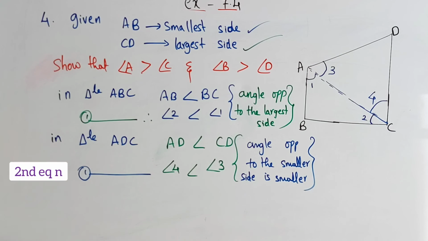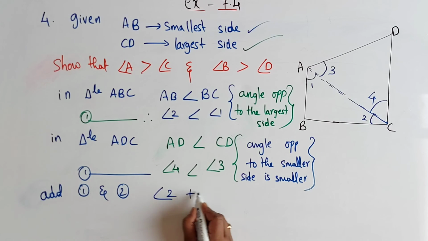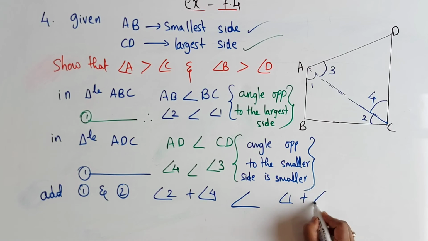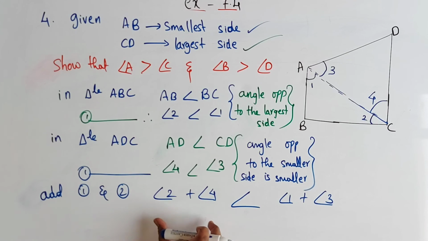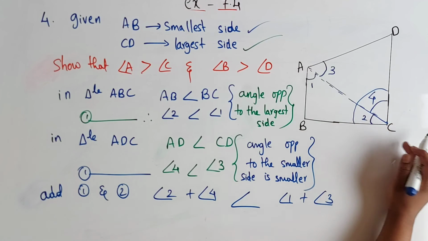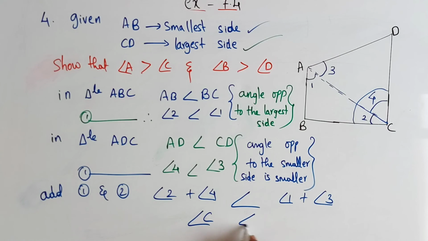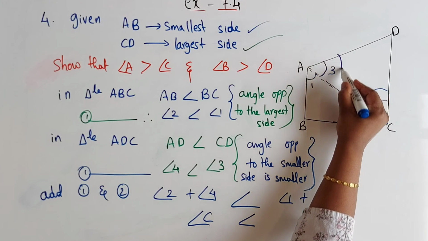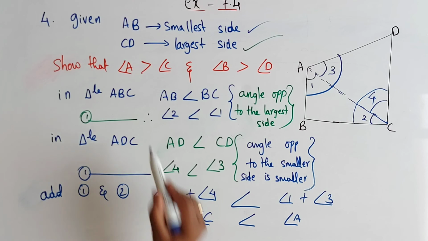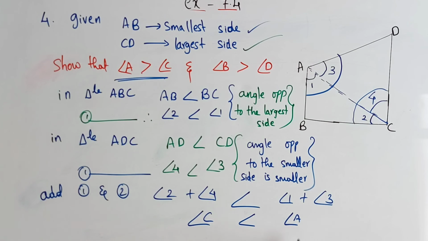Now add both the equations. So angle 2 plus angle 4 is less than angle 1 plus angle 3. What is angle 2 plus angle 4? The full angle, angle C, is less than angle 1 plus angle 3. What is angle 1 plus angle 3? That is angle A. So that's what we have to prove the first one: angle A is greater than angle C. Correct, children?